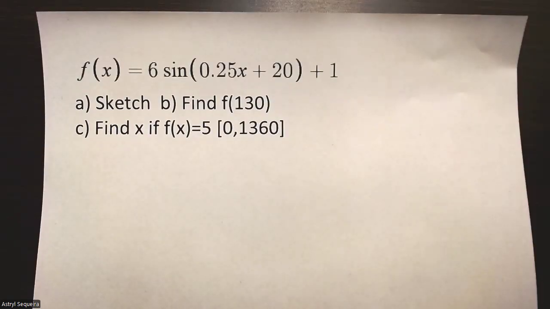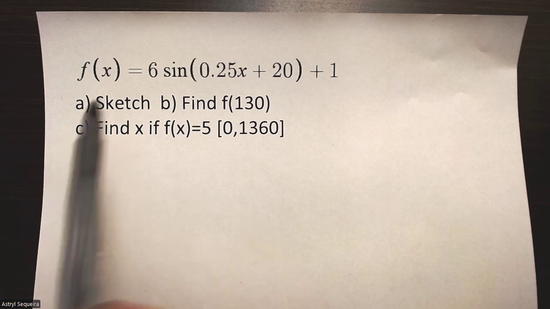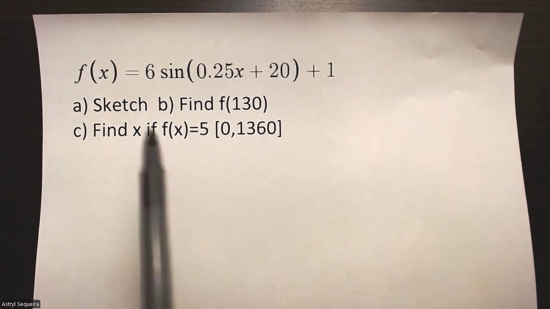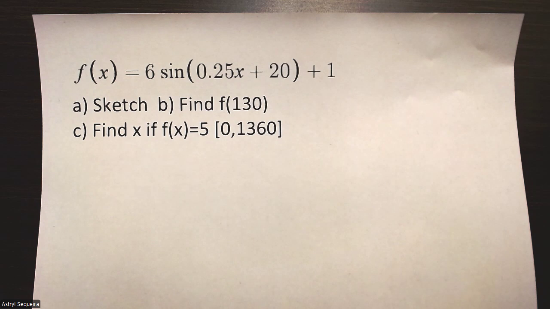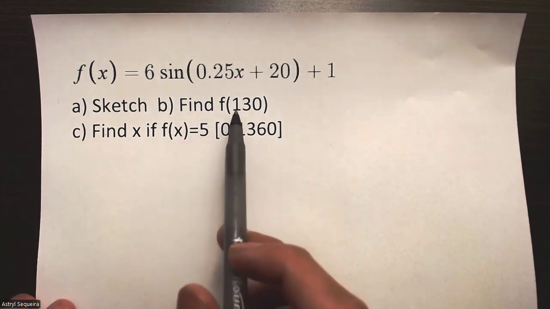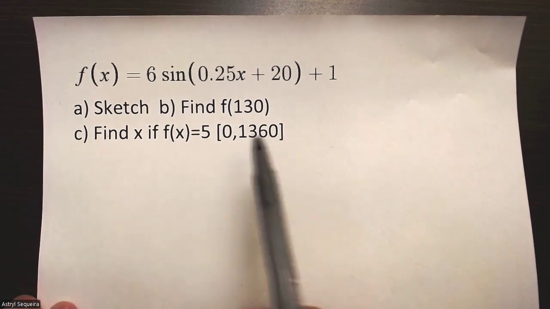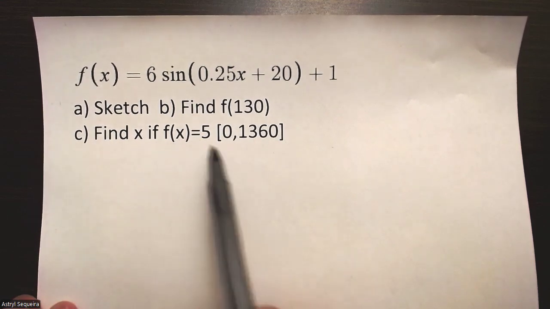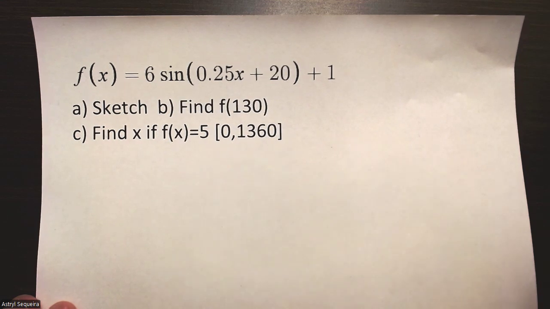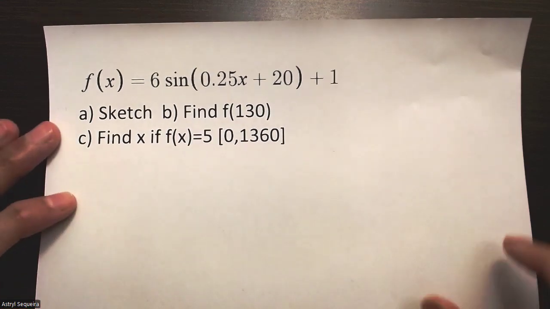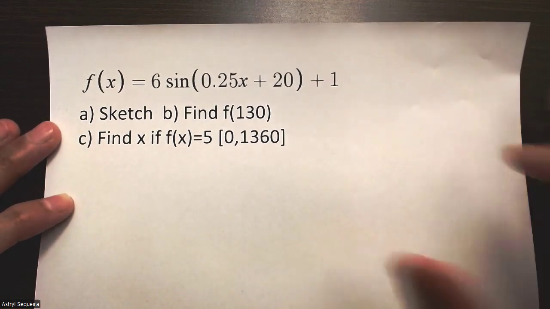All right, in this video, we are given our trigonometric equation and we have to sketch it out and we have to find f of 130 and then we have to find some x values given the y value in between a specific domain. So let's get started with this question.